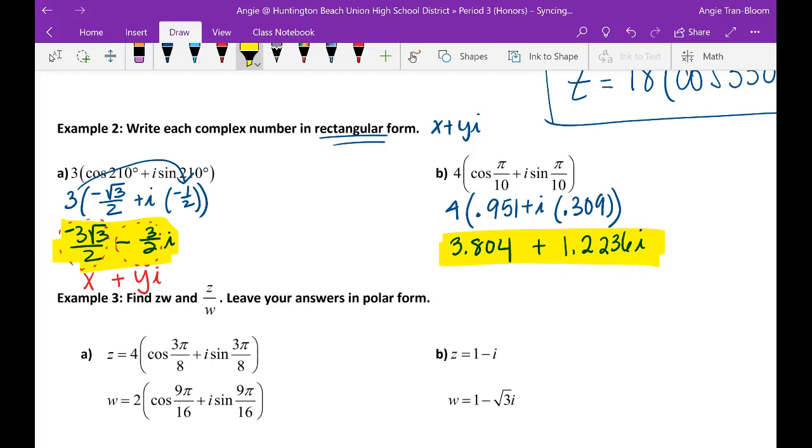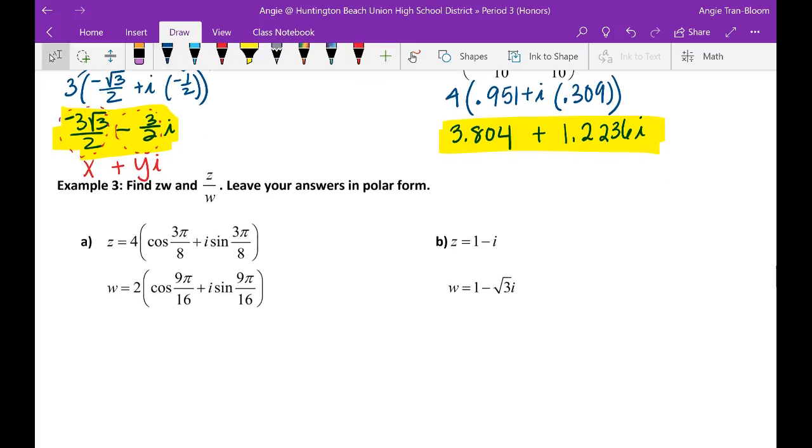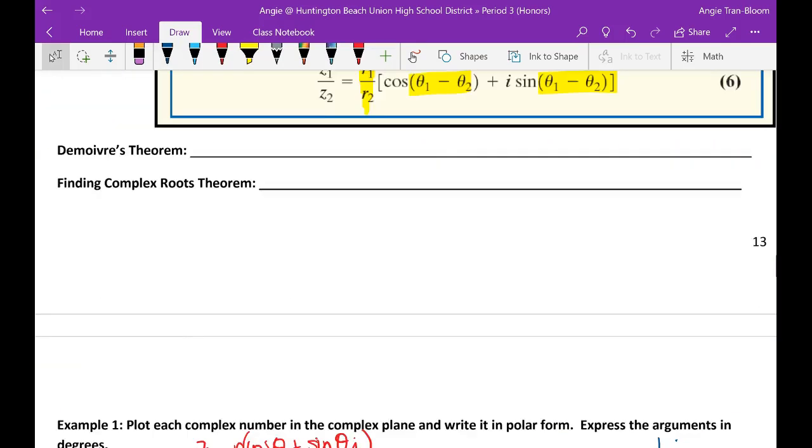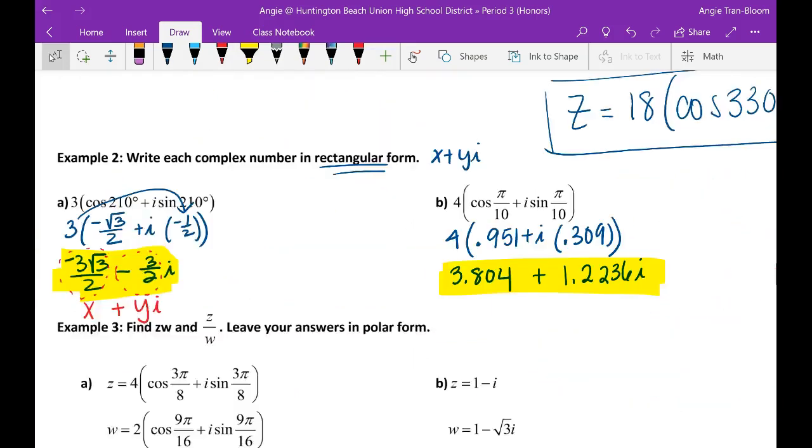Next, example 3. You're given z and w. Find z multiplied by w and z divided by w. Leave your answers in polar form. For A, it's already in polar form, so I don't have to do anything special except that we will multiply first. Let me remind you of what we do: when we are multiplying, we multiply the radii and we add the angles. When we divide, we divide the radii and we subtract the angles.